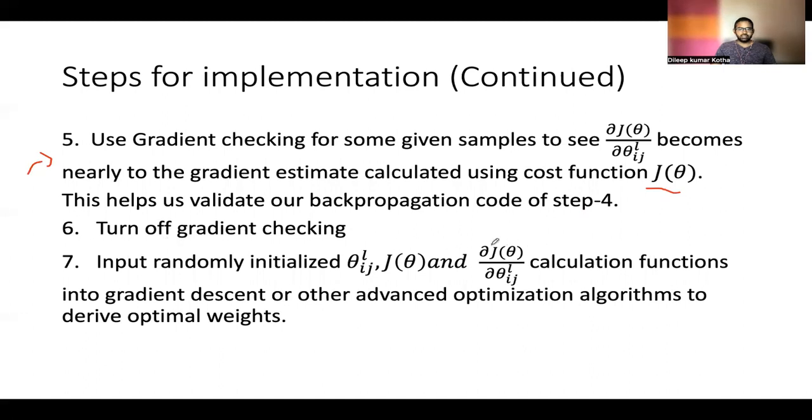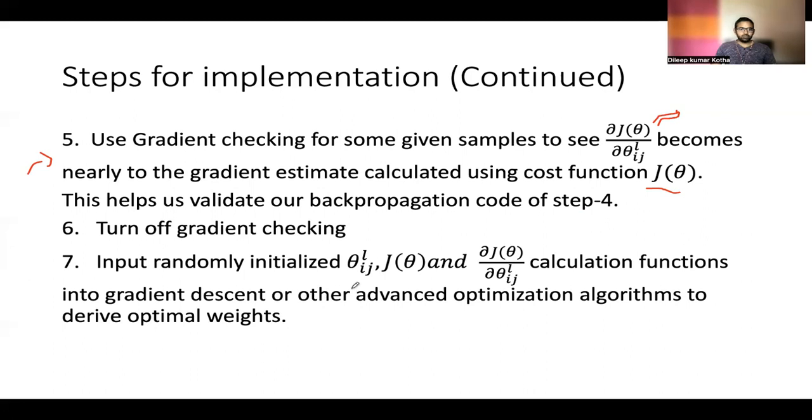And then once we are sure that both of these values are nearly equal, the gradient estimate derivative and the gradient calculated using our back propagation, if both of them are nearly equal, then we can switch off gradient checking, because we know that our back propagation code is working fine.